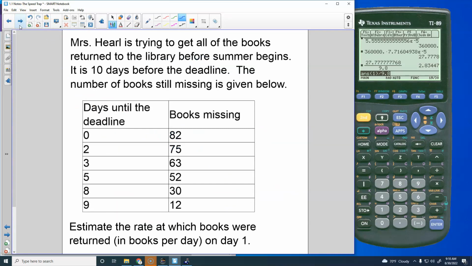All right, here's a totally different example that's made up and probably not all that critically important, but it could apply to other situations. I tried to make a really generic situation that I could control. We got Mrs. Hurl is trying to get all the books returned to the library. She was in the library whenever I wrote this problem. I guess I should change that to Miss Wallace now. It is 10 days before the deadline. The number of books still missing is given below. Estimate the rate at which books were returned in books per day on day 1.